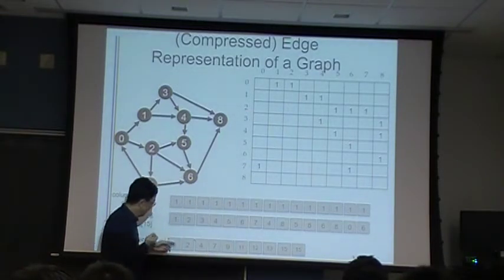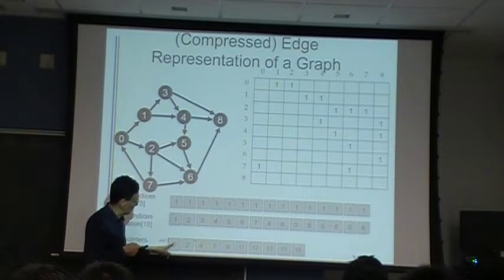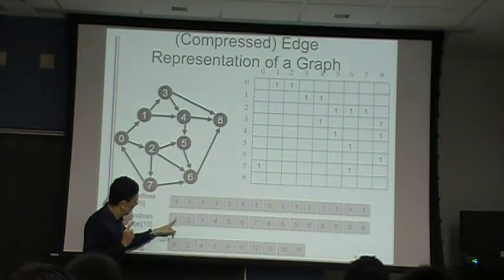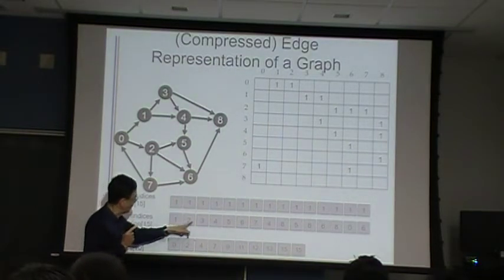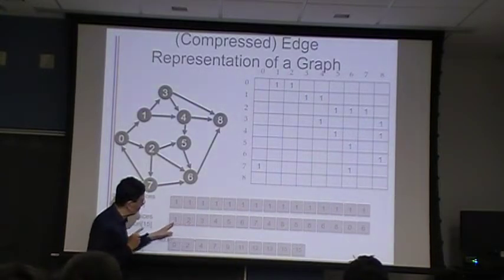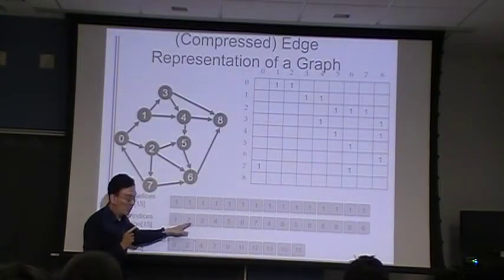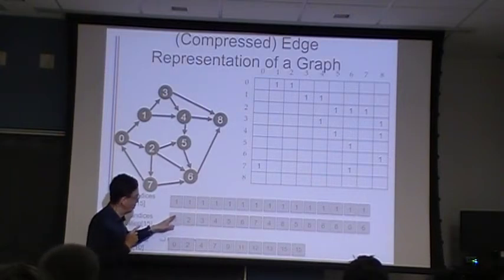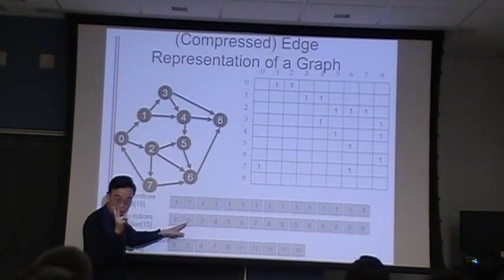Here, I see a 0, so I know that all the edges coming out of node 0 will start with location 0 of the column index array. Then the next one starts at 2, so I know that these 2 belong to node 0. And I know that this one goes to node 1, and this one goes to node 2.